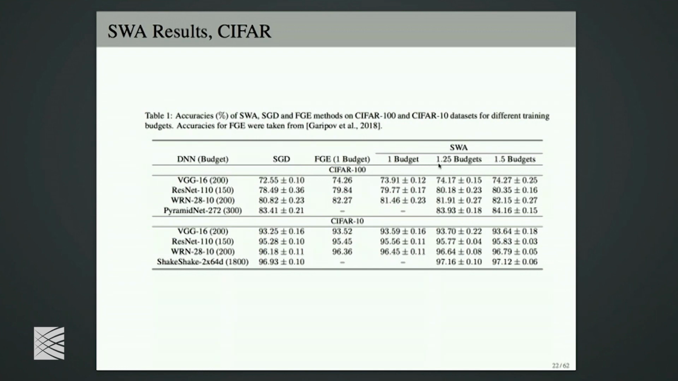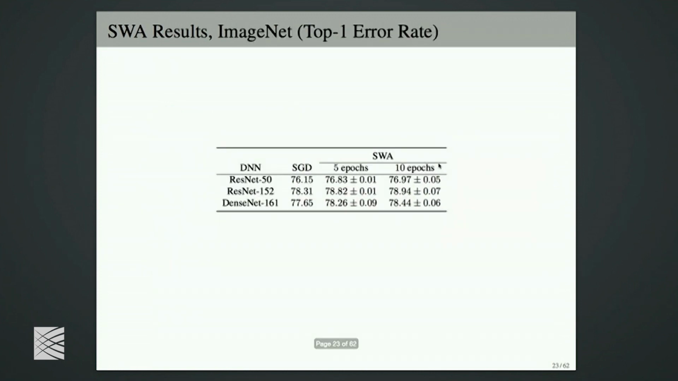If we keep running, we can find a slightly flatter solution, and this will help us further with generalization up to about 1.5 computational budgets. This is something we also saw with ImageNet. And since this work, which appeared last year at UAI, there have been a number of papers considering this procedure with other types of networks, not just convolutional nets, and in other contexts, not just computer vision applications.